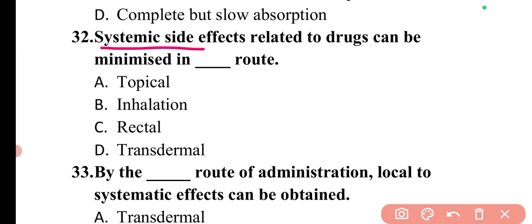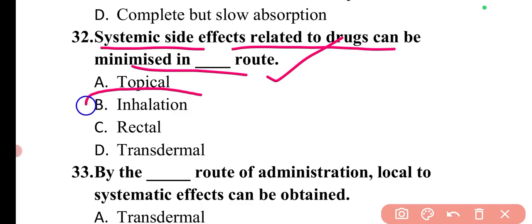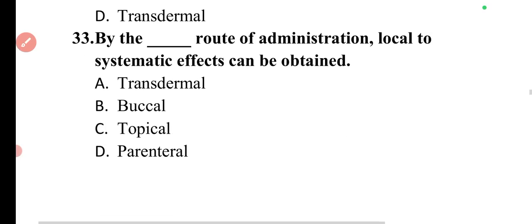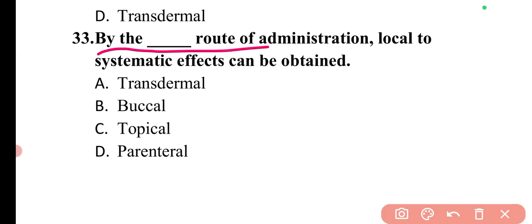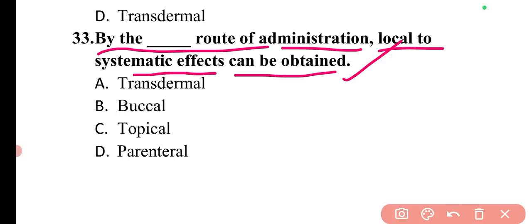Next question is, systemic side effects related to drugs can be minimized in. So in order to have minimum systemic side effects, we can use the drug through the inhalational route. So here option B is correct. Next question is, why the dash route of administration, local to systemic effects can be obtained? Which route? It is the topical route. We can have local to systemic effects. So here option C is correct.